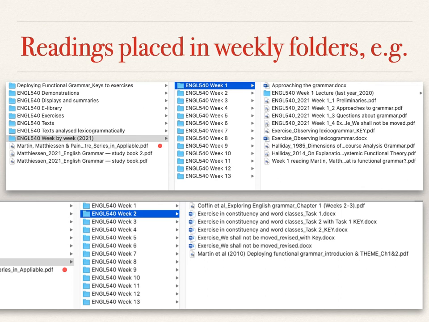In the week 2 folder, so the folder of the week we're concerned with now, you have again suggested additional readings, voluntary. Coffin et al., Exploring English Grammar, we move from traditional to functional grammar. And then exercises, 3 word files with exercises and constituents in word classes. And then the relevant chapters from your textbook, Deploying Functional Grammar, chapters 1 and 2.